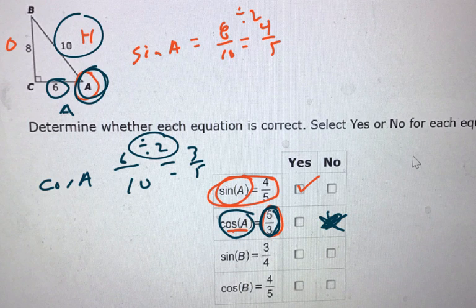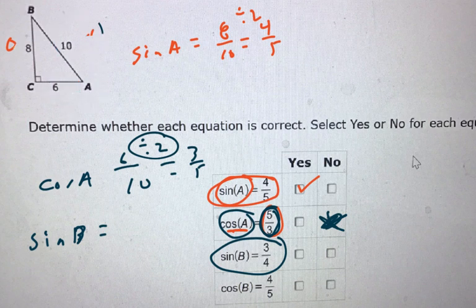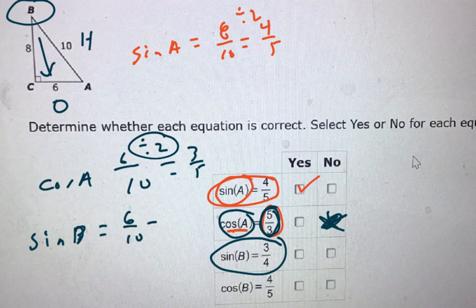Okay? Now, what about the sine of B? Let's do that one. See, the only way to do a problem like this, guys, is generally you have to do it one by one. So what is the sine of B? Now, keep in mind they changed the angle on us. B is up here. The sine of B would be its opposite, 6 over hypotenuse 10. That reduces to 3/5 when I divide by 2. And they have 3/4, so that one's a no as well.